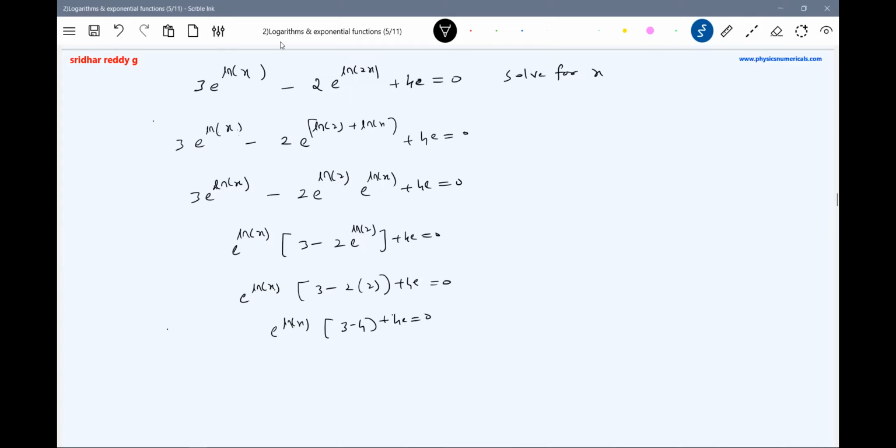Plus 4e equal to 0. Further simplification: e to the power of log x should be equal to minus of plus 4e, so e to the power of log x equals 4e. The e to the power of log will cancel out, so I'll end up with x equal to 4.